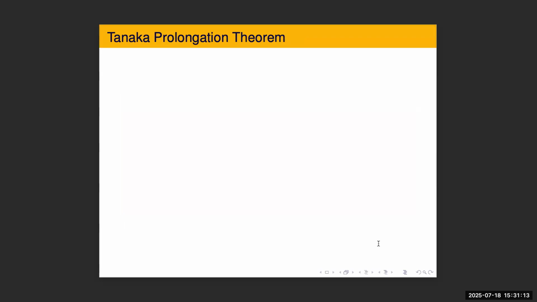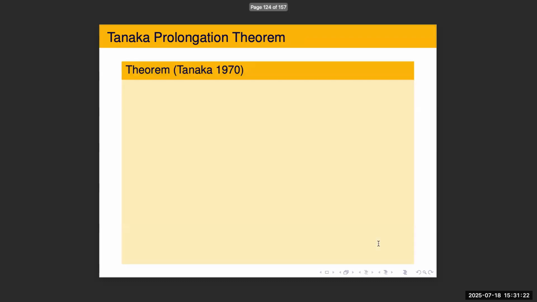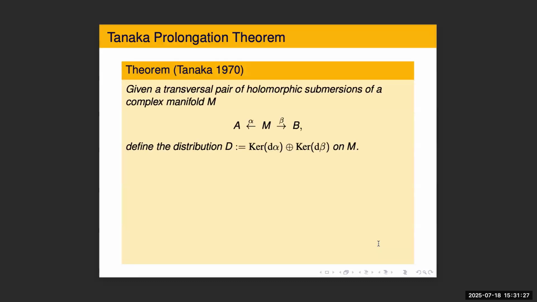Now there's a result in differential geometry. This is the Tanaka prolongation theorem, and it's stated as follows. This was proved in 1970. It's very similar to the situation we are looking at. Given a transversal pair of holomorphic submersions, so a complex manifold M with two submersions alpha and beta, such that their fibers intersect transversally. Then you define a distribution by taking the kernel of alpha and beta. So you obtain a distribution on M.